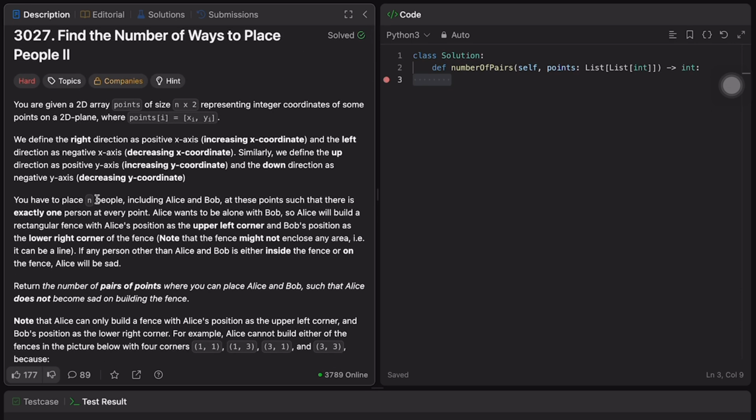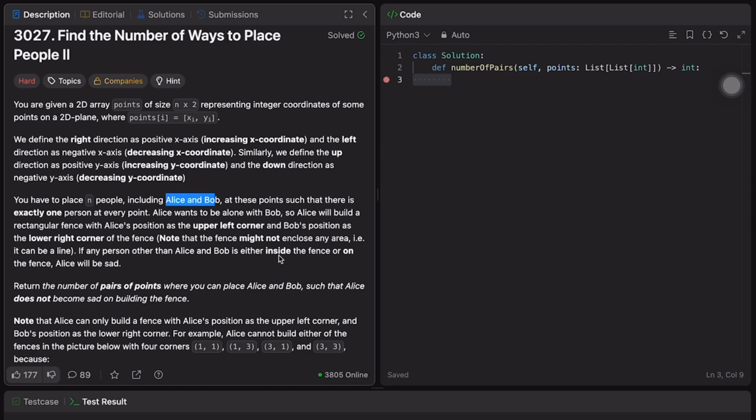So we have to place n people, including Alice and Bob. In yesterday's question it was point A and B; instead of that, today they have given Alice and Bob. We place them such that there is exactly one person at every point. Alice wants to be alone with Bob, so Alice will build a rectangular fence with Alice's position as the upper left corner and Bob's position as the lower right corner of the fence.